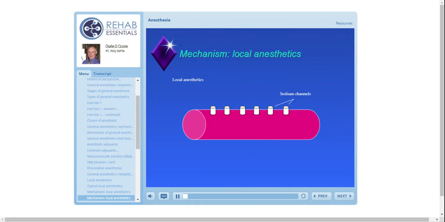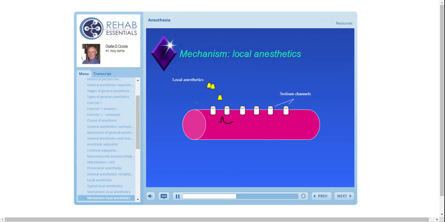So here you see an axon, the red structure, and there are sodium channels all along the surface of the axon. When an action potential comes down this axon, sodium enters these channels, and again it recreates at each step of the axon a new action potential, basically, to keep this action potential going the entire length of that axon.